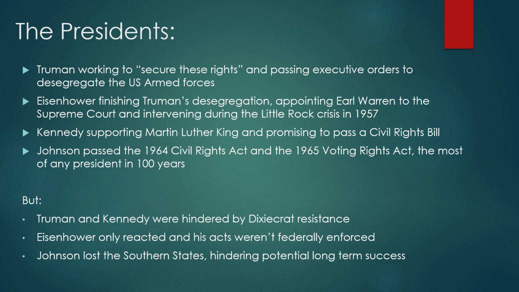But with this factor, I think you can point to some very clear limitations. For instance, Truman and Kennedy were hindered by Dixiecrat resistance in the South. Again, they were Democrats and they relied heavily upon those southern states to help them. But as we saw throughout our module, the southern states always stayed one step back. They were embedded with Jim Crow tradition and Jim Crow segregation. And so when these two presidents came in wanting to secure these rights and pass civil rights bills, they heavily resisted it, especially Kennedy.